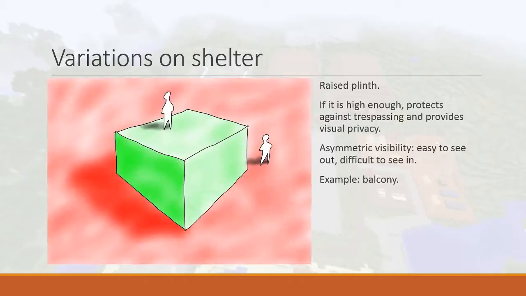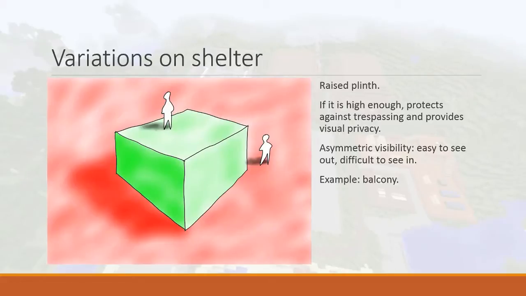And then the next one here, we have a raised plinth, which is an interesting thing. If you imagine a balcony, this is like a balcony. A balcony means you're above the other person. And what this provides, interestingly, is asymmetric visibility. The person on top of this plinth can see down very easily, but if this person steps back, then the person underneath can't see him.